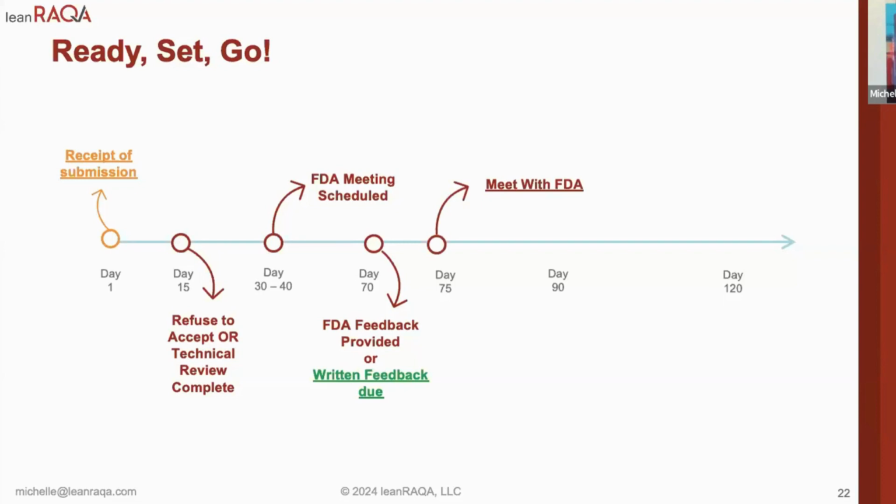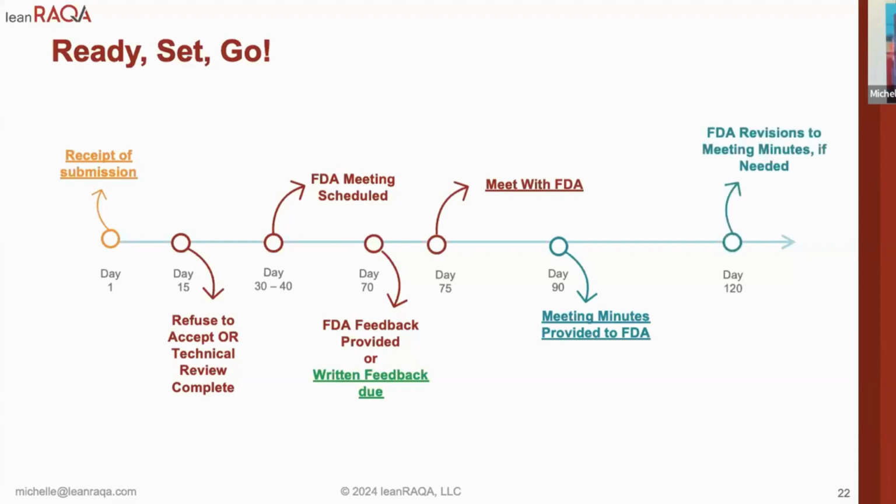At this meeting, you're going to take your notes. And then by day 90, you are going to provide those notes and the minutes to the FDA for their final edits and approval. And by day 120, the FDA will give you your revisions to the meeting minutes if needed. If you accept their revisions, there is no further communication unless you go back and forth with edits or revisions to the meeting minutes.